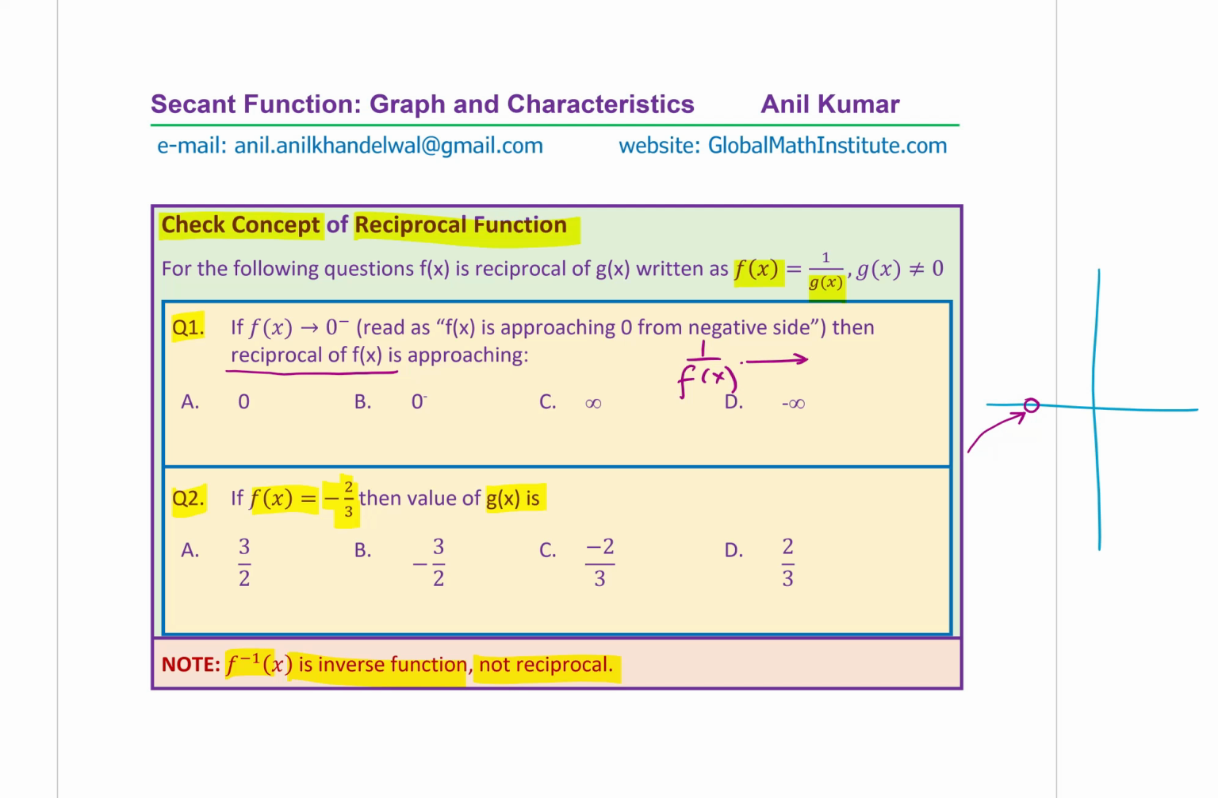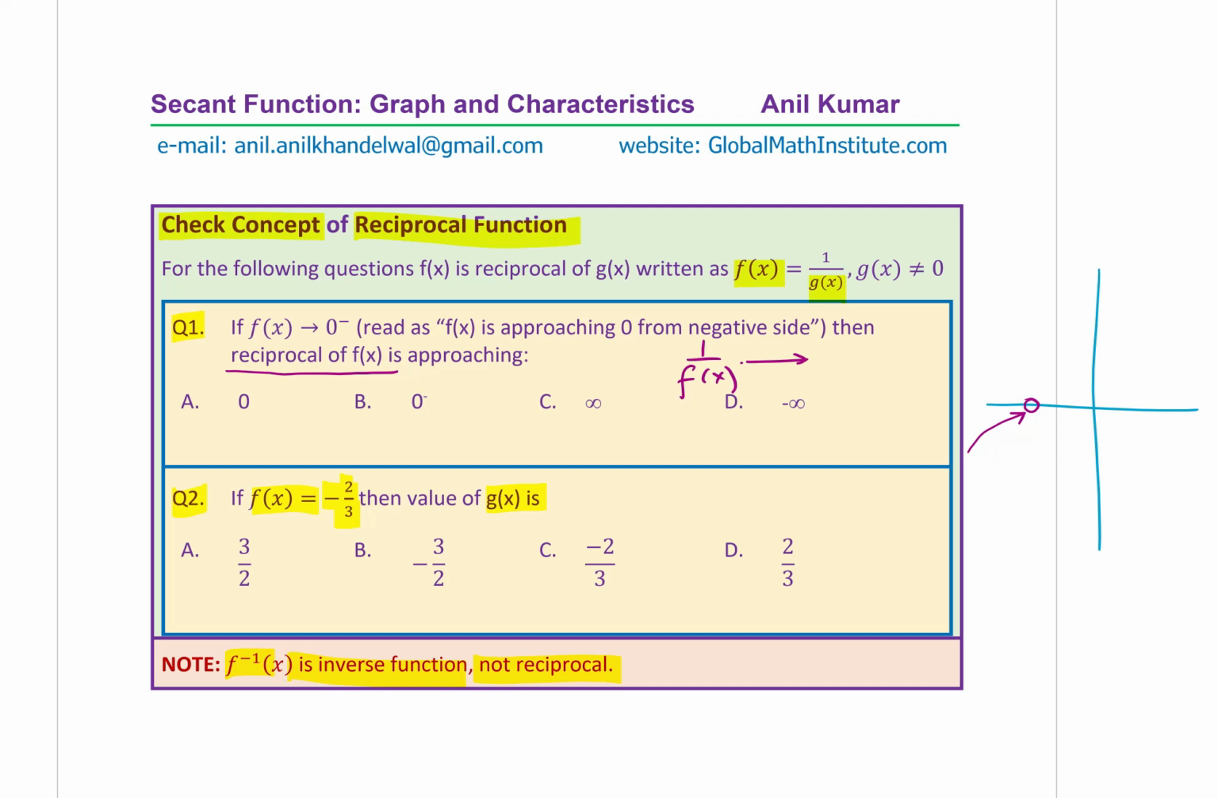Okay, question number 2. F of x is minus 2 over 3. The value of g of x, which is reciprocal of f of x, will be what? The sign will be maintained as negative, but it will flip, 3 over 2. So negative 3 over 2 is what the reciprocal of this value is. Perfect. So with that in mind, let us now understand the relation between cosine and secant function.